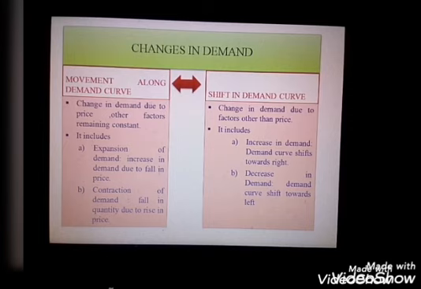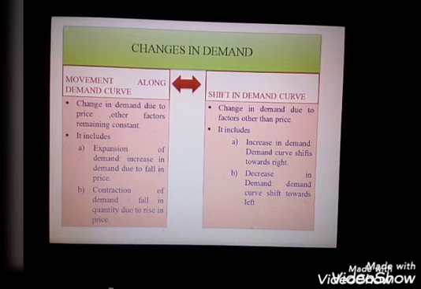Expansion of demand. It means an increase in demand of a product due to a fall in its price. When the quantity is increasing as a result of the decrease in the price of the product, it is called expansion of demand. Contraction of demand. When the quantity demanded of a product falls due to the increase in the price level, then it is called contraction of demand.